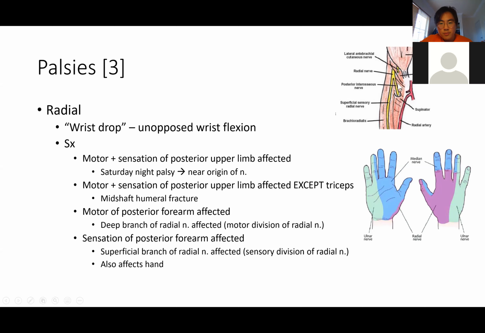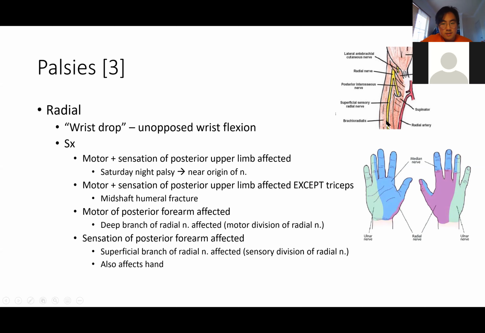So if you damage the deep branch, you're going to lose extensor functions. So you're going to get wrist drop, okay? But your arm is going to work okay. So your triceps are going to be fine. And also, your sensation is not going to be affected. So only the motor is going to be affected because the deep nerve only does motor functions.